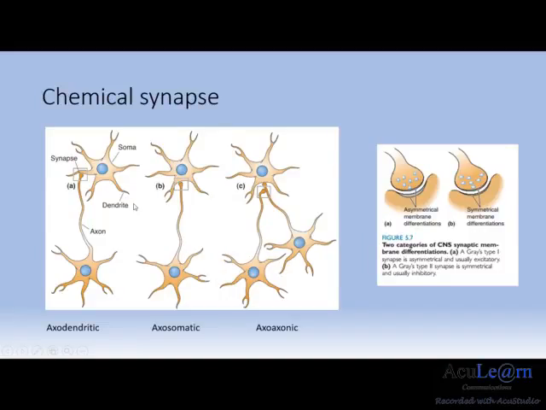The chemical synapses can be differentiated based on which part of the neuron is postsynaptic to the presynaptic axon. In the figure here, for A, it is an exodendritic synapse, which is where the postsynaptic membrane is on a dendrite. In B, it is an exosomatic synapse, where the postsynaptic membrane is on a cell body. For C, it is an exoaxonic synapse, where the postsynaptic membrane is on another axon.